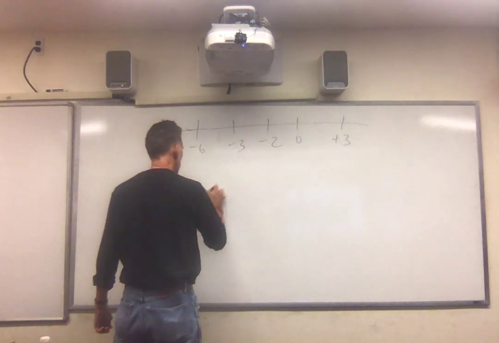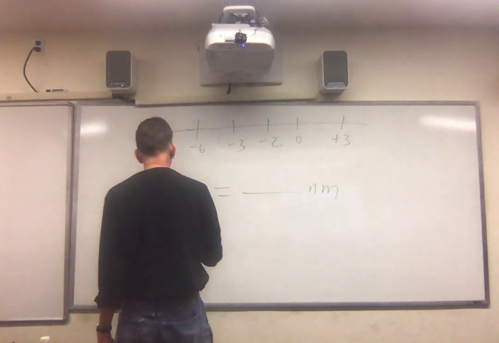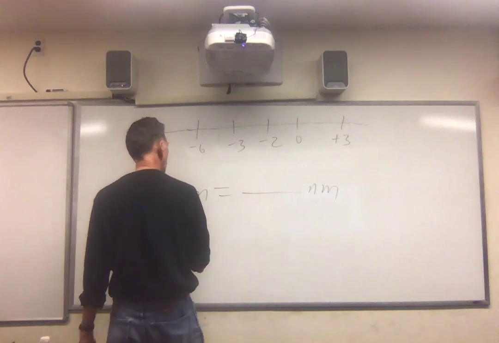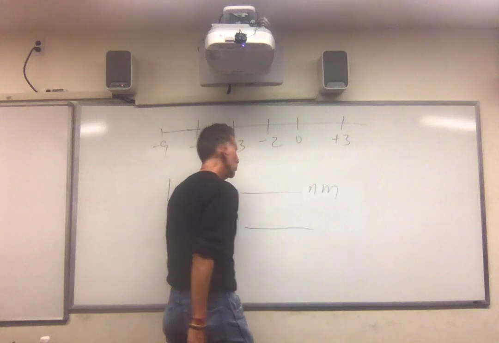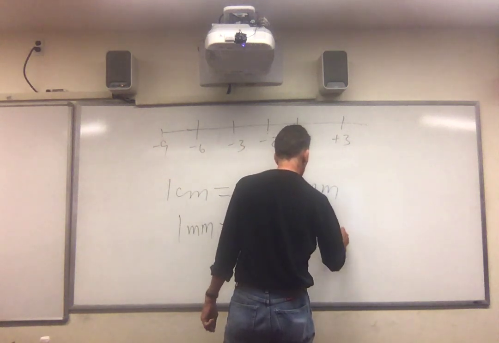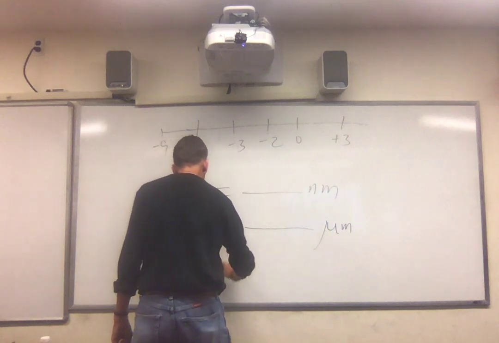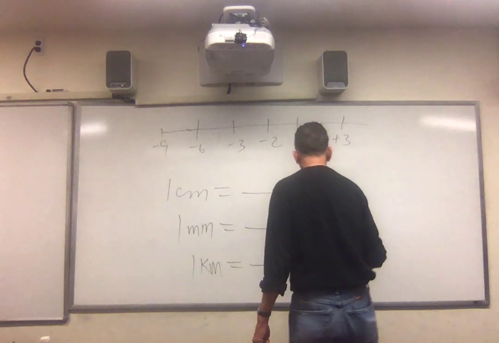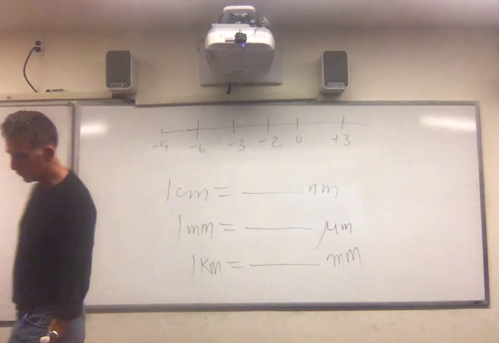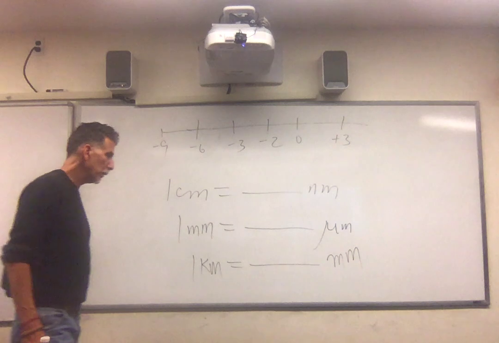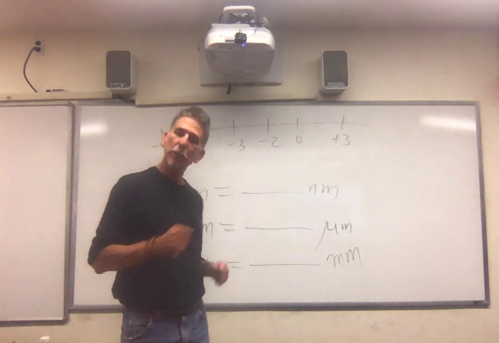One centimeter is how many nanometers? One millimeter is how many micrometers? One kilometer is how many millimeters? So we're going to try to do this. Give you a second. Pause it, see if you get the answer, and then hopefully we'll get the right answer together.